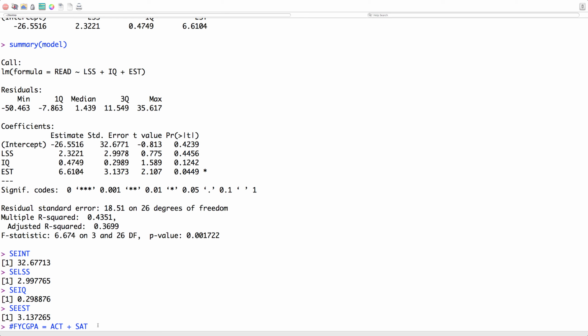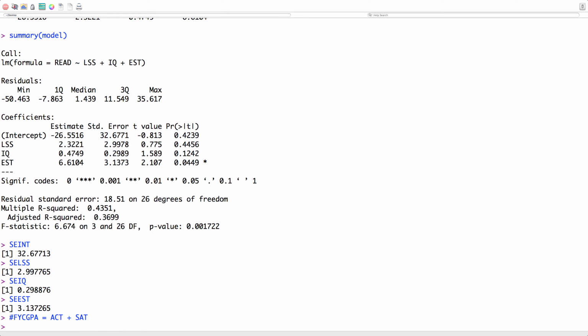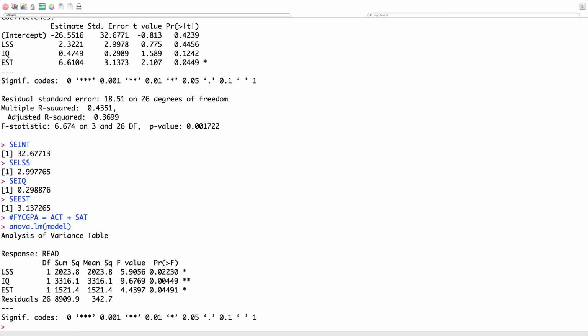So let me go in and do the ANOVA. This is going to absolutely drive you crazy. If I do ANOVA on the linear model for the model, then we're going to get this. Now, I just want you to look at that.